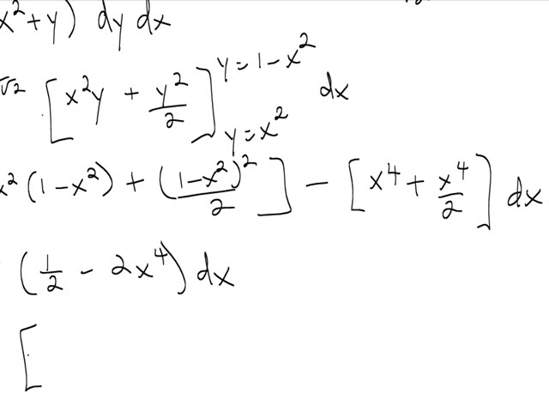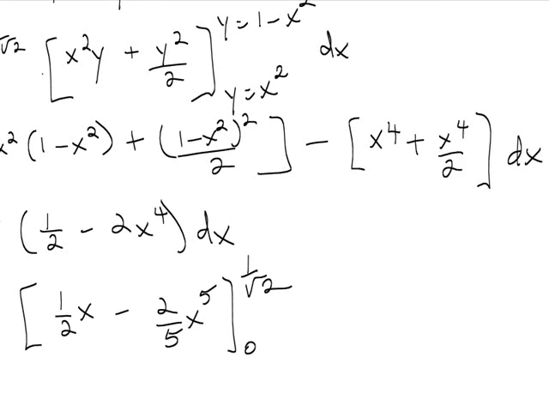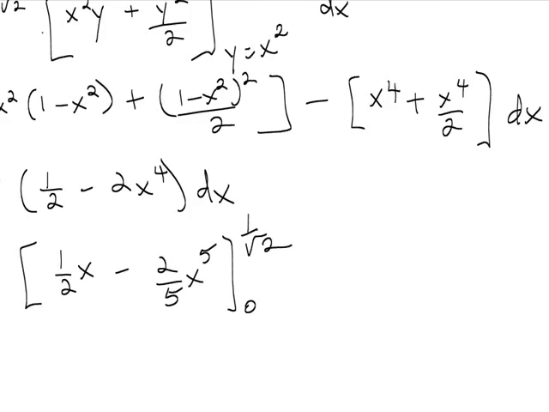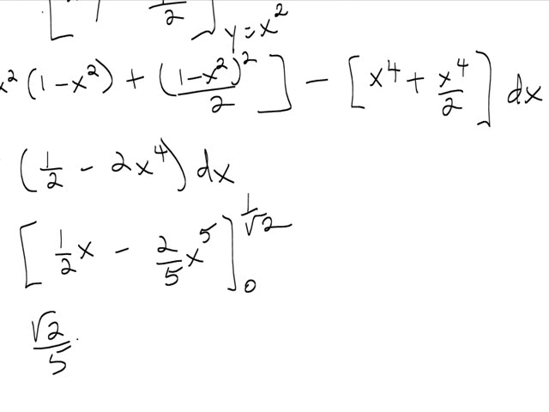Integrate. That's a half x minus 2 over 5 x to the 5, from 0 to 1 over square root 2. When you substitute, you get square root 2 over 5. I would also allow you to put this into your calculator and just write the answer down. Any questions? Yes. Let's go on to another example.